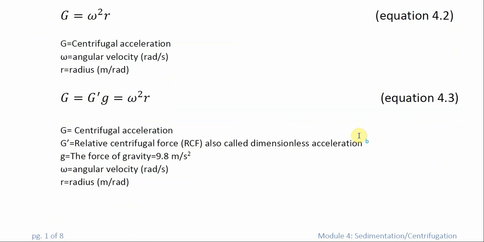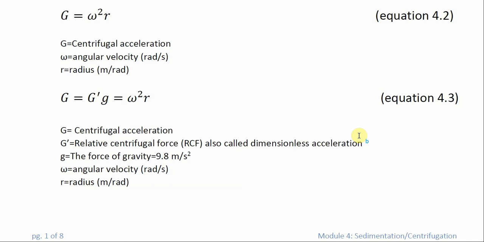So the first g is centrifugal acceleration. G prime is relative centrifugal force, also called RCF, or the dimensionless acceleration. So you have centrifugal acceleration, and then you have dimensionless acceleration. And then little g is just the force of gravity. So that's 9.8 meters divided by seconds squared.